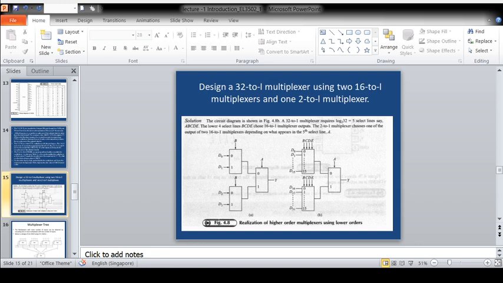This way, you can prepare a higher multiplexer using a number of ICs. You can have a 64 to 1 multiplexer also. You can have higher and higher also. So that is the advantage of multiplexing.